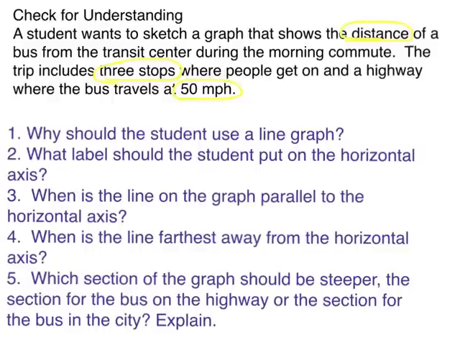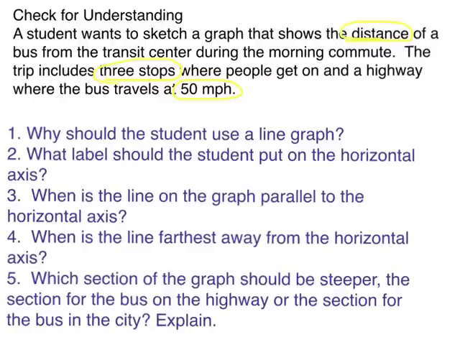Number 2 says, what label should the student put on the horizontal axes? So think about what you should put on the horizontal axes. Number 3, when is the line on the graph parallel to the horizontal axes? So what would be happening in this situation where the line is going to be parallel to the horizontal, which means it's going to be a horizontal line. Just like in the previous problem during our workout, that was a horizontal line because her pulse wasn't increasing or decreasing.